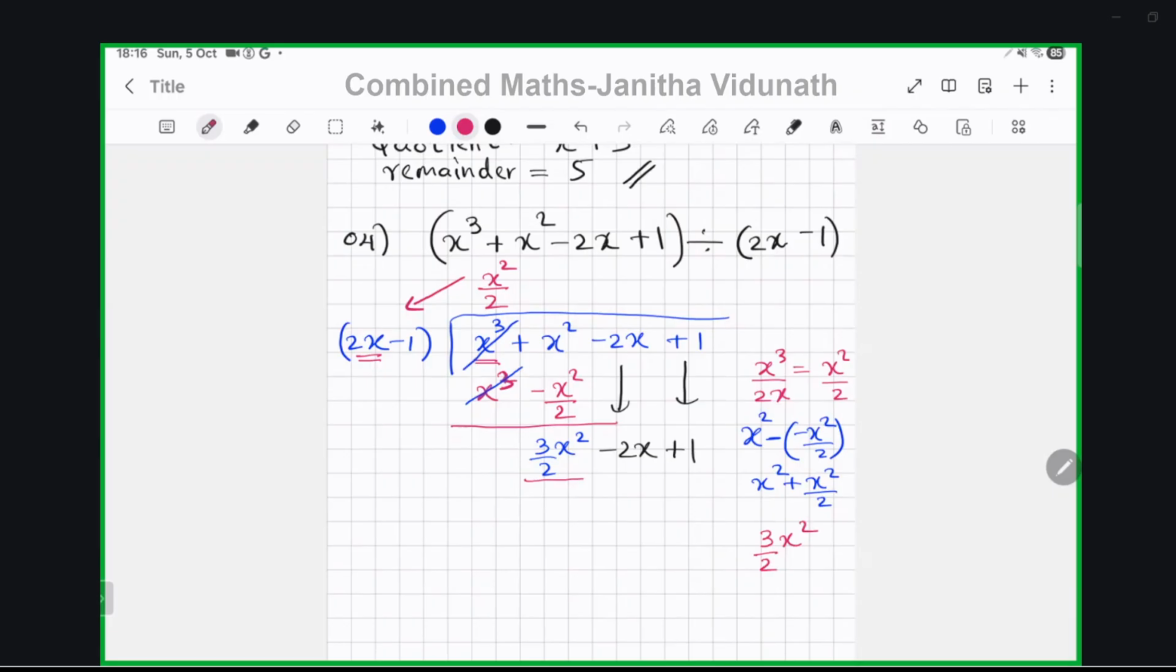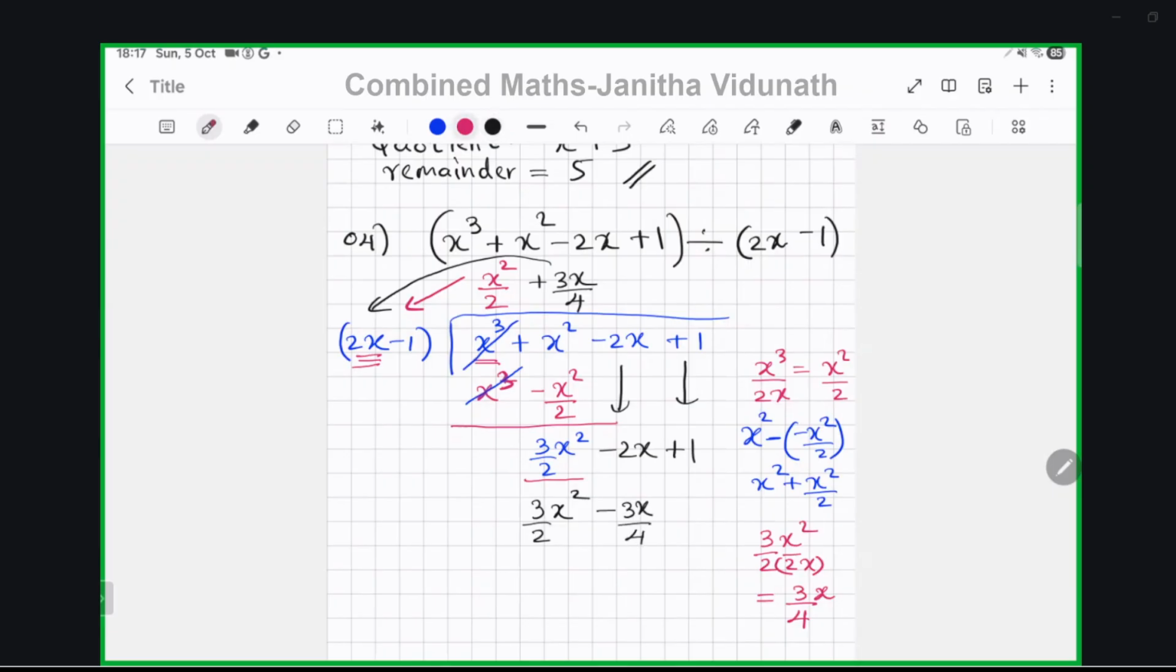Now we need to divide it by the leading term of the divisor. That means this needs to be divided by 2x. Then it will give the result 3 over 4 times x. Then we put that in our quotient, 3x over 4. Now we need to multiply it with the entire divisor. Then it will give the result 3 over 2 x square minus 3x over 4.